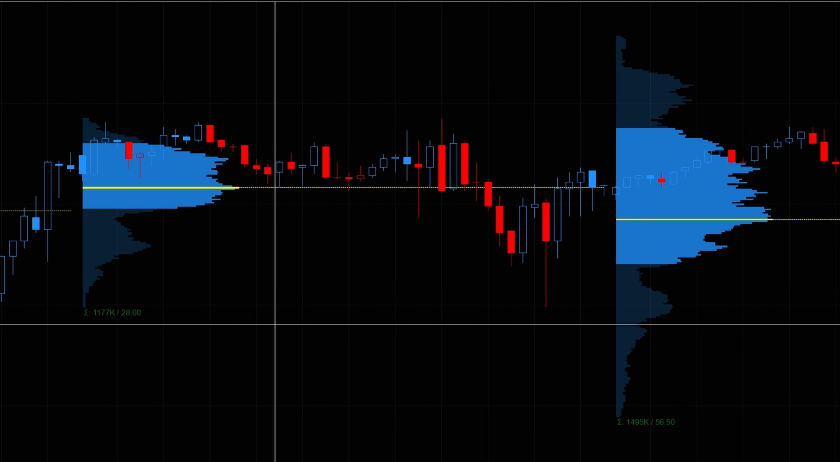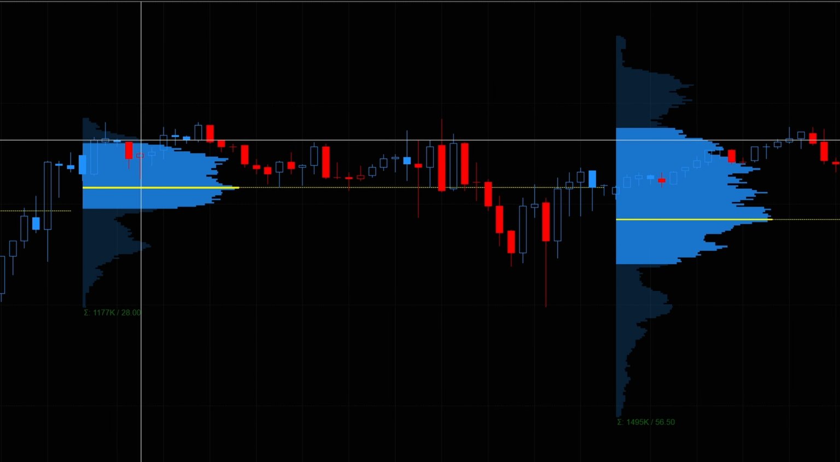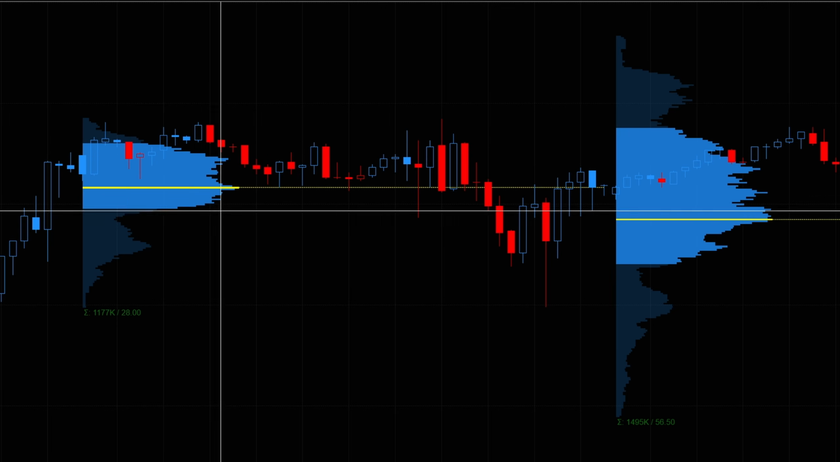Now, as we start looking at mistake number two, let's first, in this example, we're going to identify where value area high and value area low is.